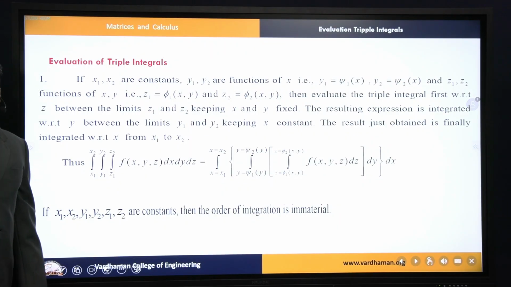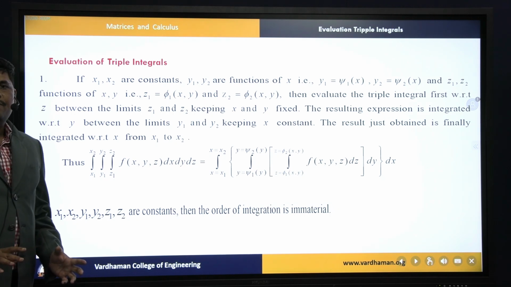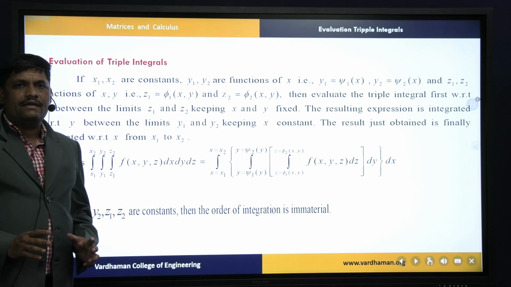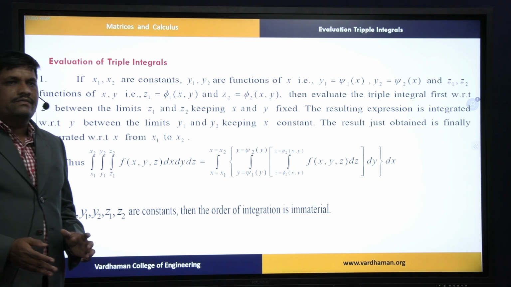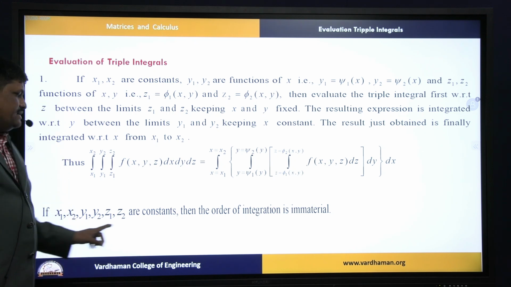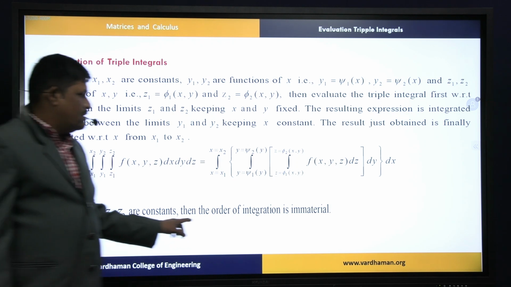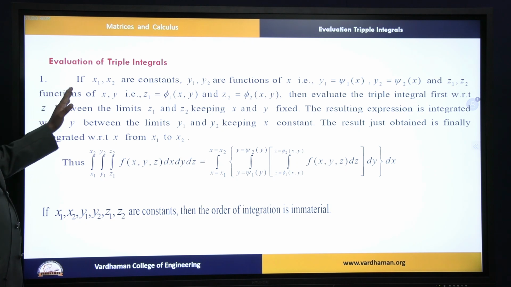Evaluation of triple integrals. In two ways you can evaluate. One is one variable within the limits of another variable, like x in limits of y, y in limits of x, and z is constant, or you can interchange that. Another one is all limits are constants. If all limits are constant, then the order of integration is immaterial. The choice is yours. Look at case 1.